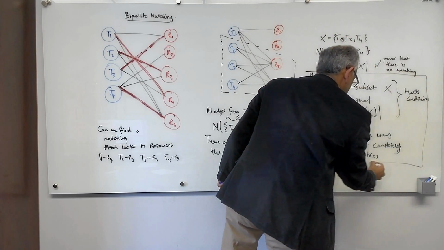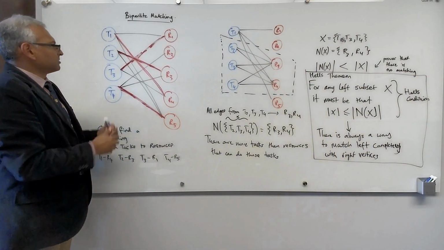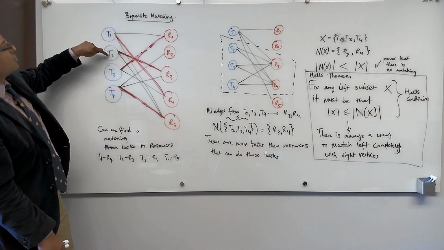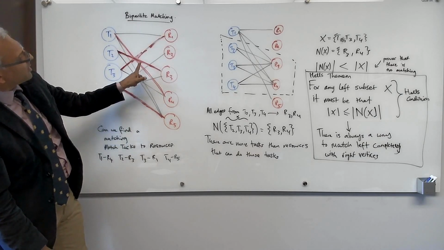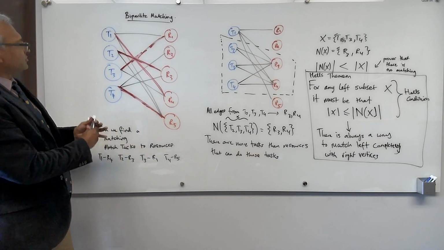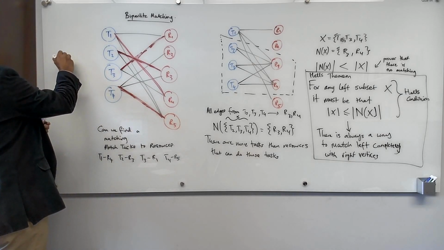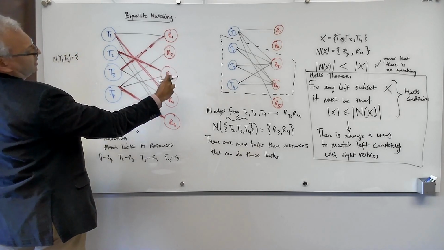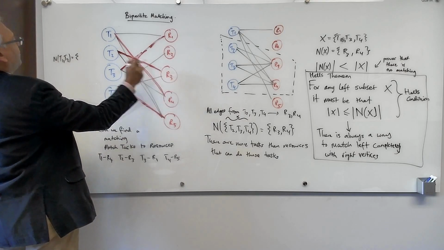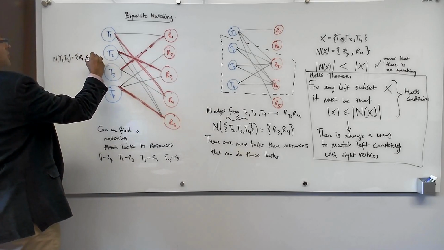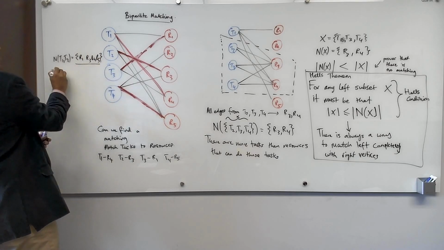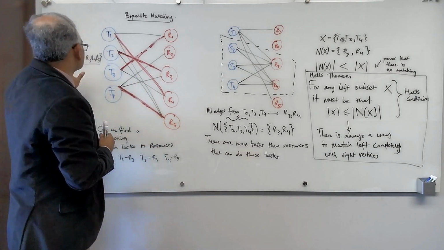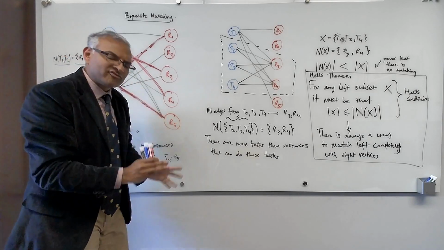Now, okay, so let's check, for example, here where we were able to do it. Let's look at the neighborhood of, for example, T1, T2. T1 has neighbors R1, R4, R5. So the neighborhood of T1, T2 is R1, R4, R5, R3, that is R1, R3, R4, R5. And you see that the size of the neighborhood is at least as large as the size of the original left set. And what Hall's theorem says is that if that's true for any subset on the left, then you have to be able to find a matching.